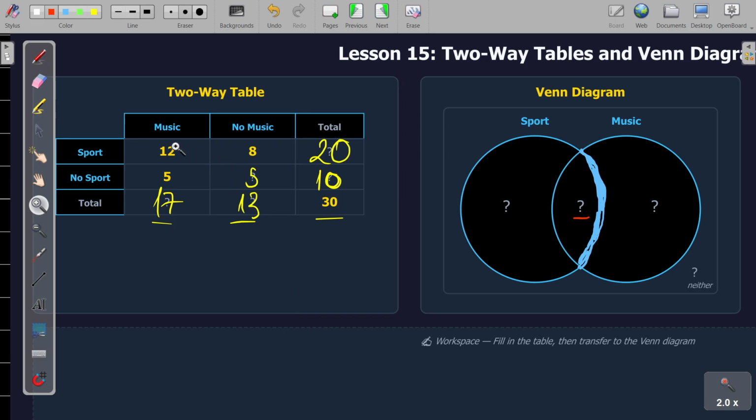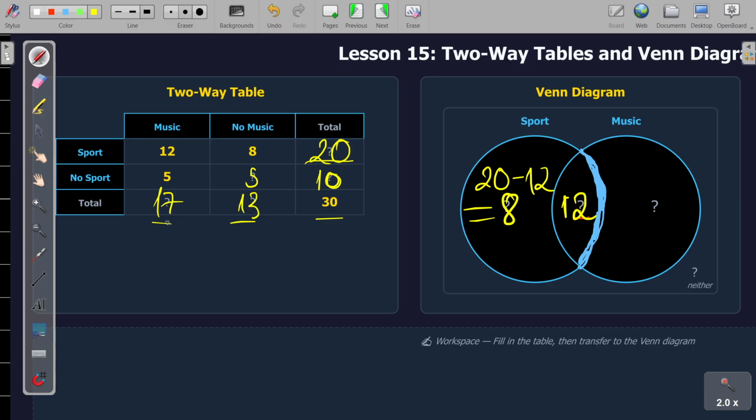Looking at our table, we need to find how many students do both. That number is 12. Let's write 12 in the middle. Looking at the sport circle, this whole circle must equal the sport total, which is 20. So you can see 20 for sport. We already have 12 in the overlap, so 20 minus 12 leaves 8. These are the students who only play sport.